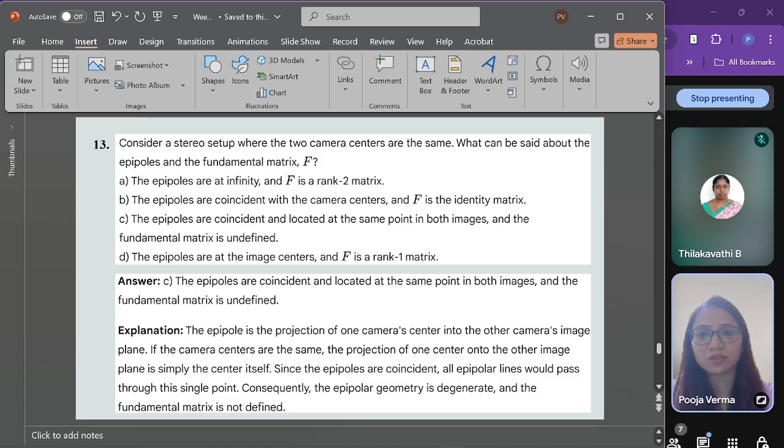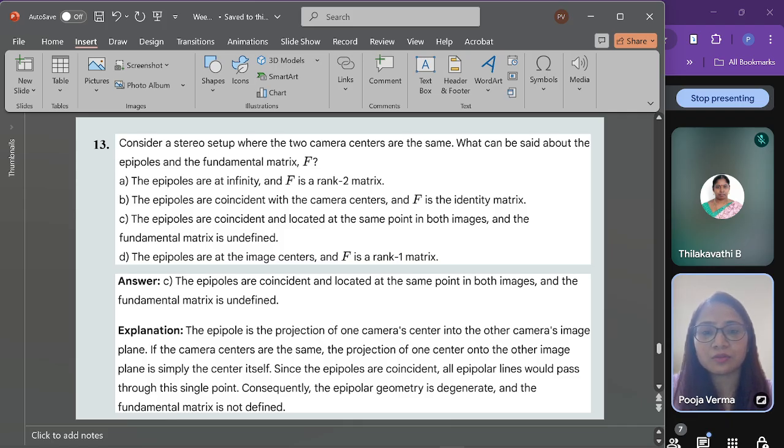Now the next conceptual question is: consider the stereo setup where two camera centers are the same. What can be said about the epipoles and the fundamental matrix F? So if the epipoles are coincident and located at the same point in both images, then the fundamental matrix in that case is undefined.